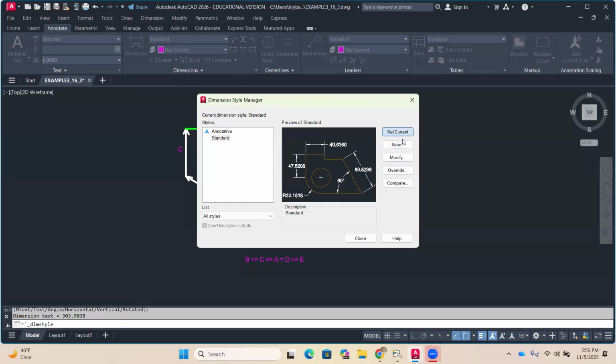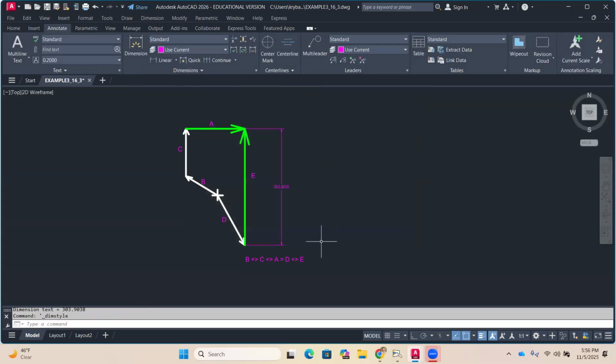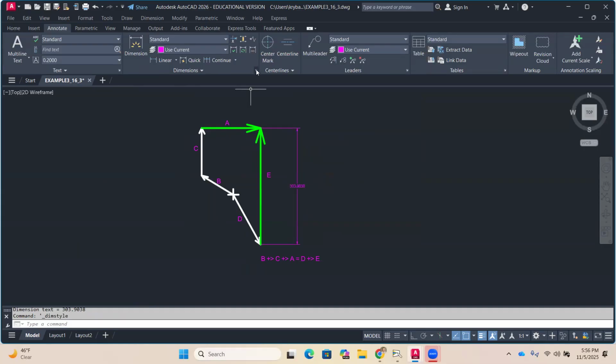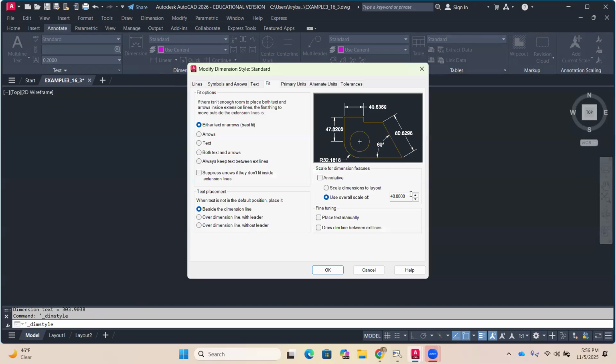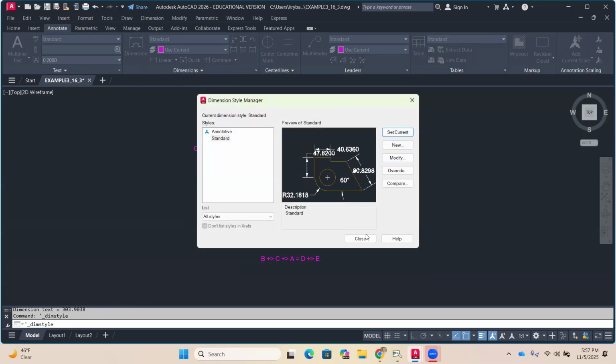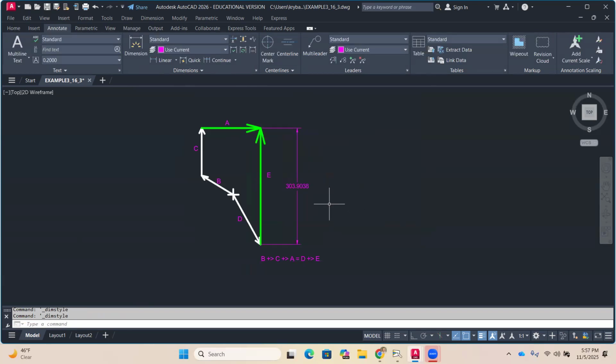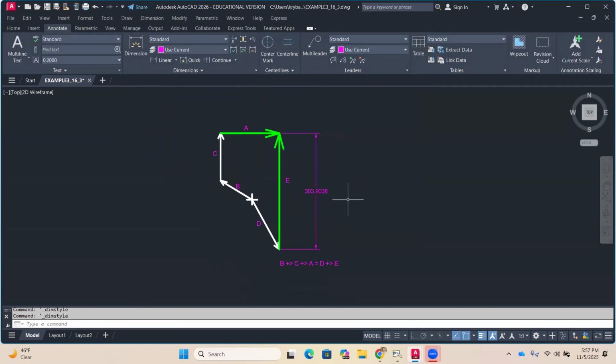Okay, set as current. We'll see how that looks. Not awesome. I need it bigger. Modify. I'm going to go back to the Fit tab. I'm going to say 60. Hopefully that'll be okay. And then close. Yeah, that's pretty good. I just want to ensure that when I do my screenshot, that I can see it on my paper. Okay, that's what the big deal is.